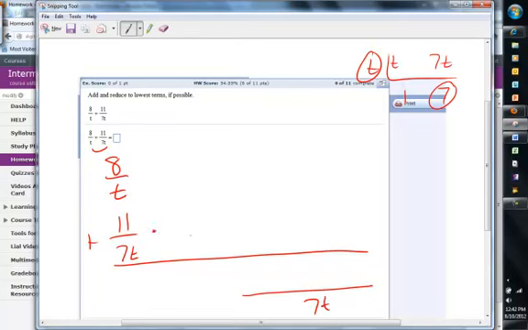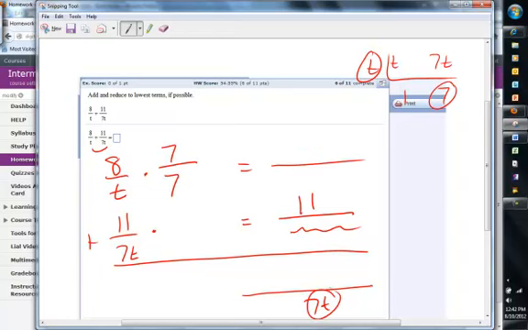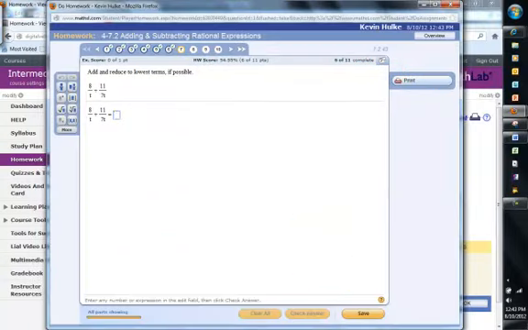We don't need to do anything with this one, so we just have the numerator, and we save a lot of time by not writing the denominator. And plus, there's a worldwide ink shortage. So don't write the denominator, just write the numerator, since that's the important part. This one we have to multiply by 7 over 7 to get the denominator 7t. And 7 times 8 is 56. 56 and 11 is 67. So our answer is 67 over 7t. Next one.